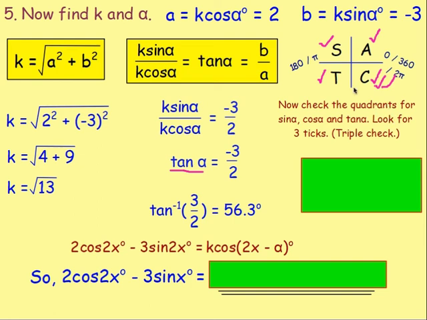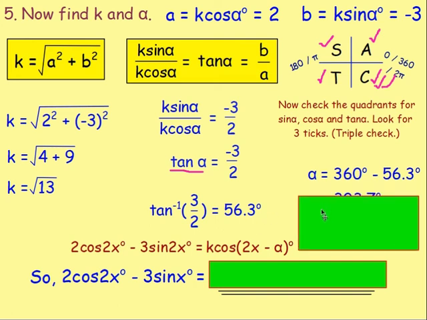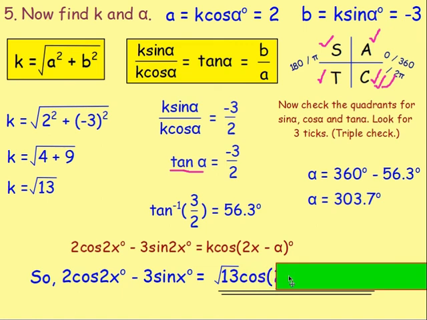Look for whichever quadrant has 3 ticks, in this case it is C, so you would have 360 degrees minus the calculator answer, your acute value. And that will give us alpha to be 303.7 degrees. We had to write it in this form first of all in order to solve the equation. So we chose to write it as k cos of 2x minus alpha. So replace k with root 13 and replace alpha with 303.7.